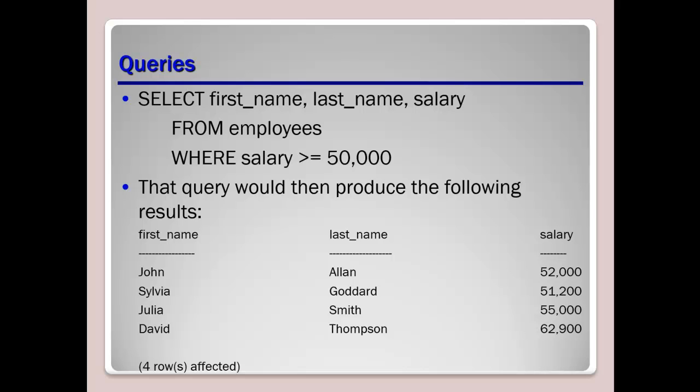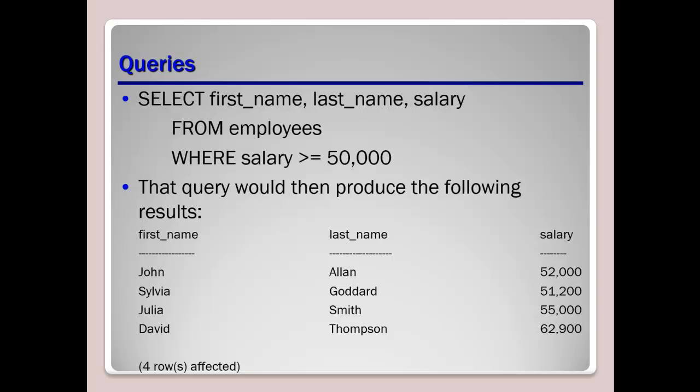Now, if you instead wanted to select all the data, or choose all of the columns from within a table, you can do so simply by typing an asterisk in the place where the column name would otherwise be given. So here, instead of select first name, last name, salary, if I wanted all of the columns, I would just simply put select and then I would put the asterisk.